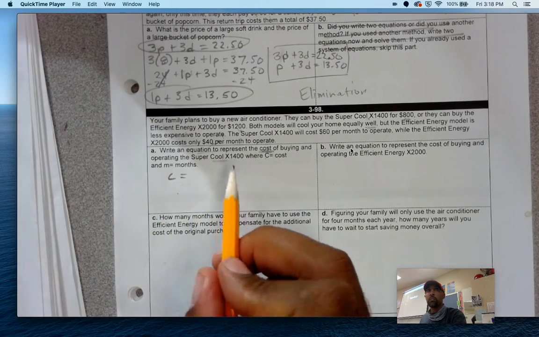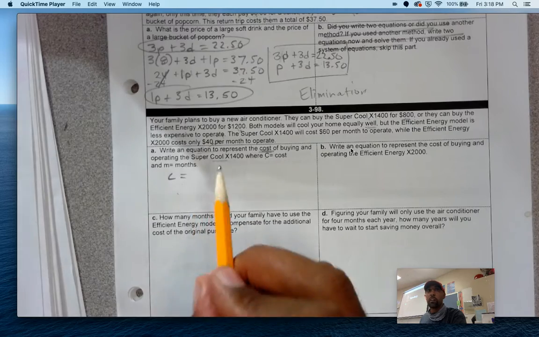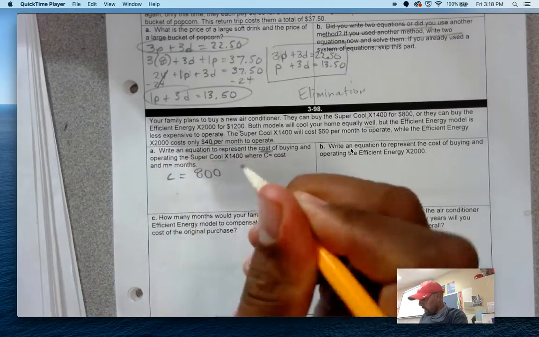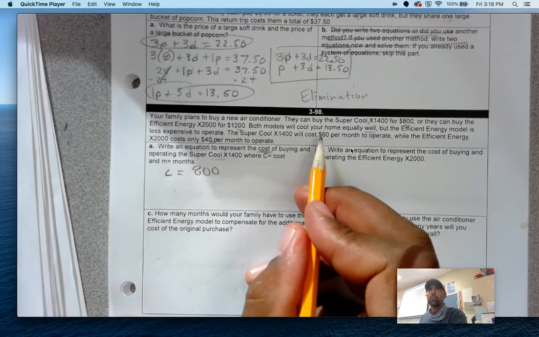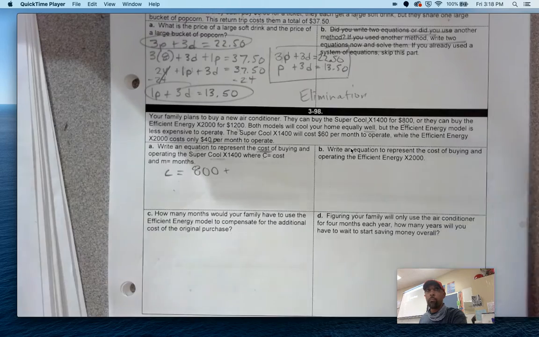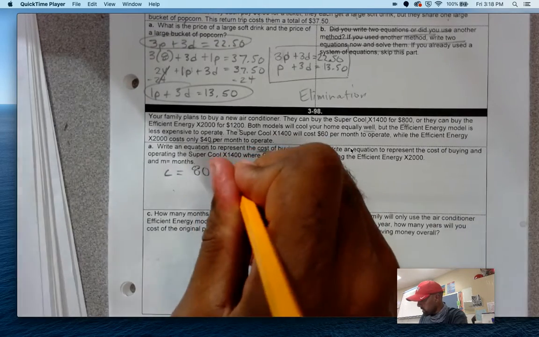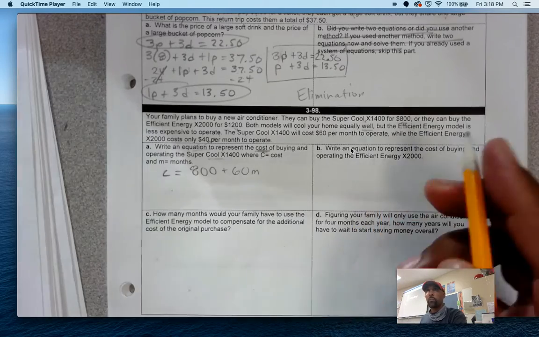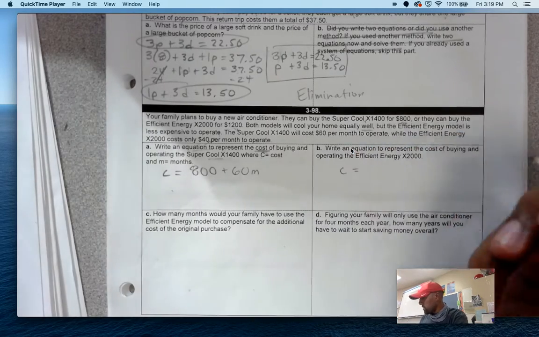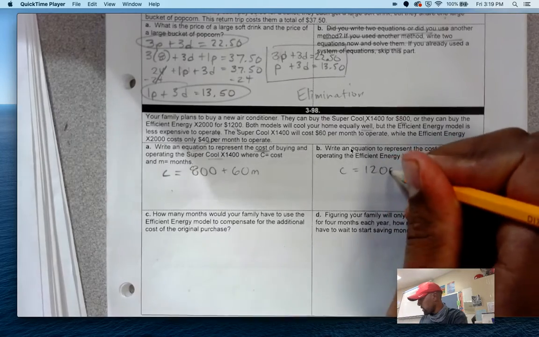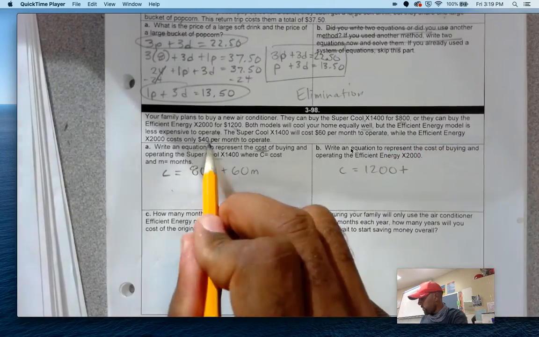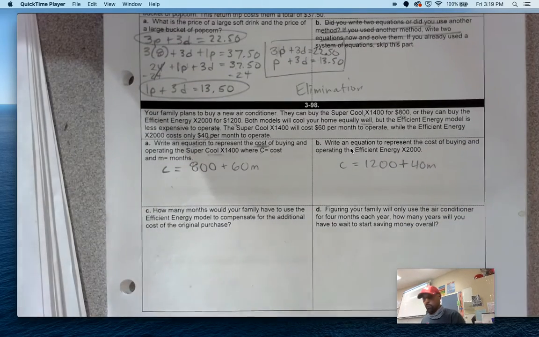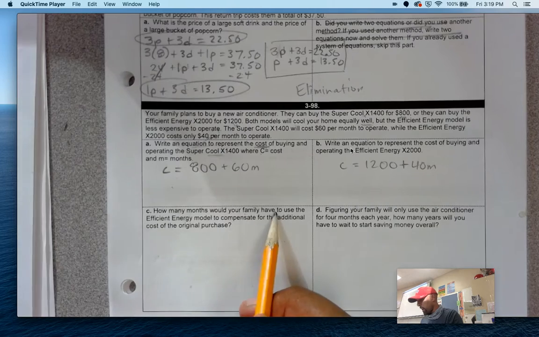Okay, so the cost of the super cool is first we start with how much it cost you when you bought it? $800. And then how much is it going to cost you every month? $60 times however many months you use it, right? So 60 times the amount of months that you use it. And now we're going to set it up the same way for the energy efficient one over here. So it's C, the cost, $1,200, plus this one costs $40 per month. So times 40M.